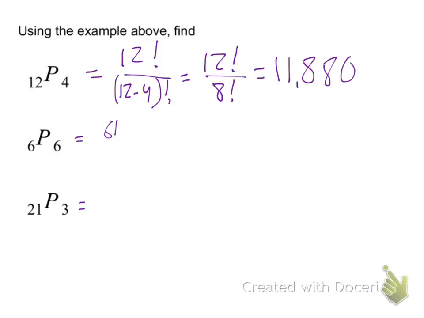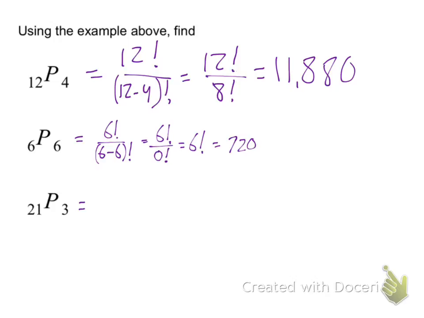Isn't that 6 factorial over 6 minus 6 factorial? 6 factorial over 0 factorial? Wait, what's 0 factorial? It's 1. So it actually comes out to just 6 factorial, which is 720.